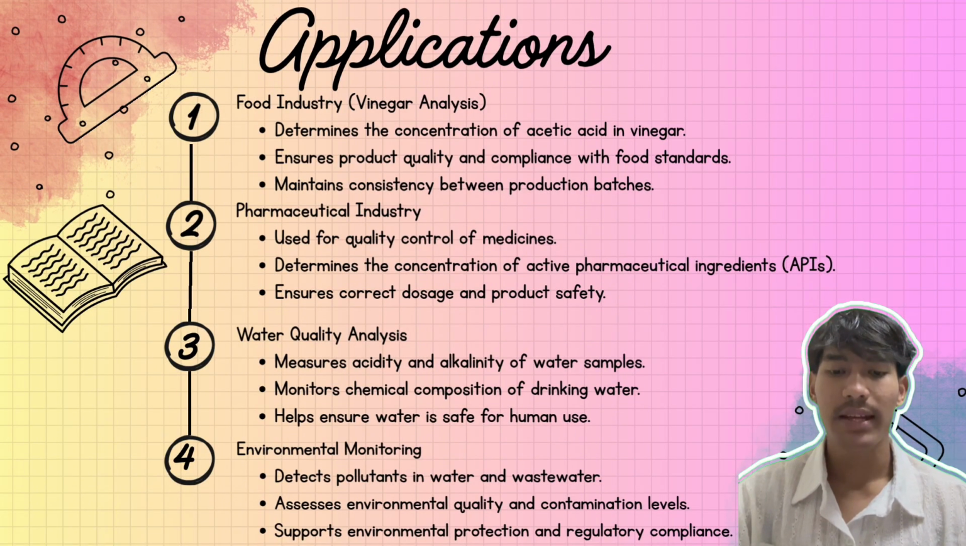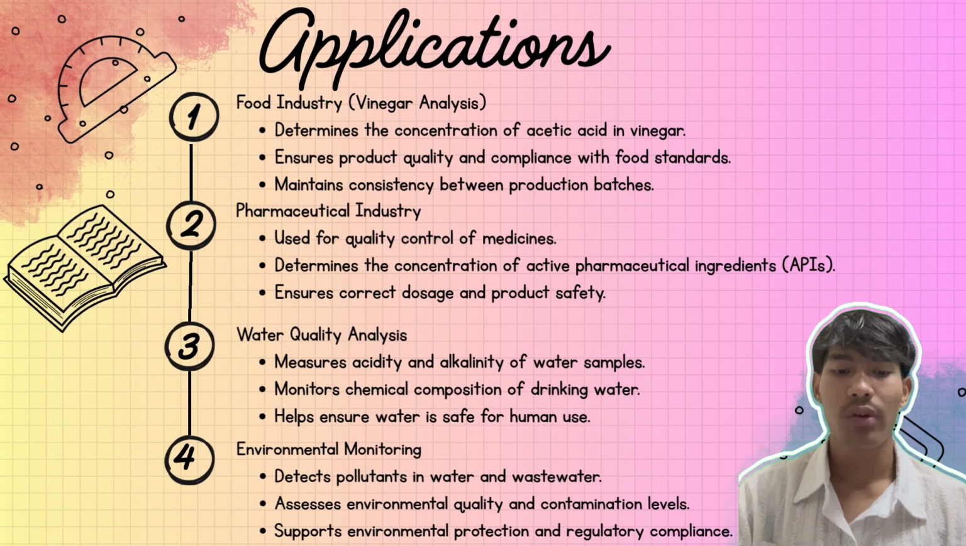This analytical method has many important applications in our daily lives and across various industries. First, in the food industry, it is commonly used for vinegar analysis. This method helps determine the concentration of acetic acid, which is the main component responsible for vinegar's sour taste. By measuring the acetic acid content accurately, manufacturers can ensure product quality, consistency, and compliance with food regulations. This is important because consumers expect the same taste and quality every time they purchase the product.